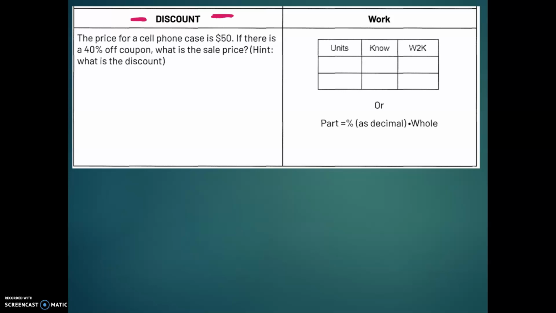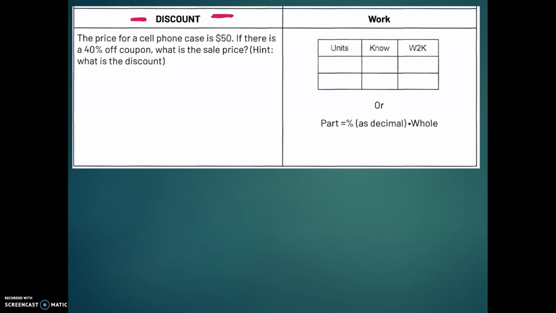So let's read this one. The price for a cell phone case is $50. If there's a 40% off coupon, what is the sales price? A hint, what is the discount? Right, so you have to figure that out first.